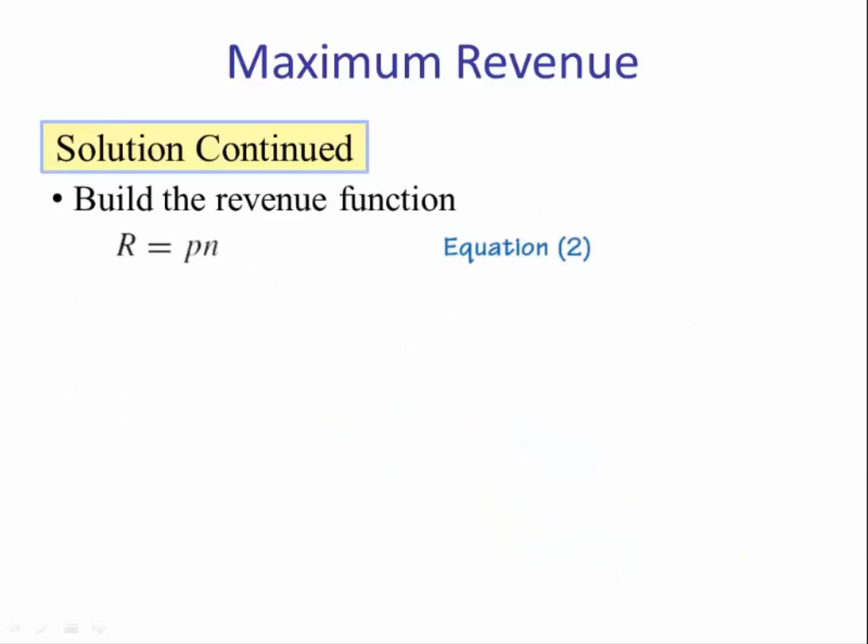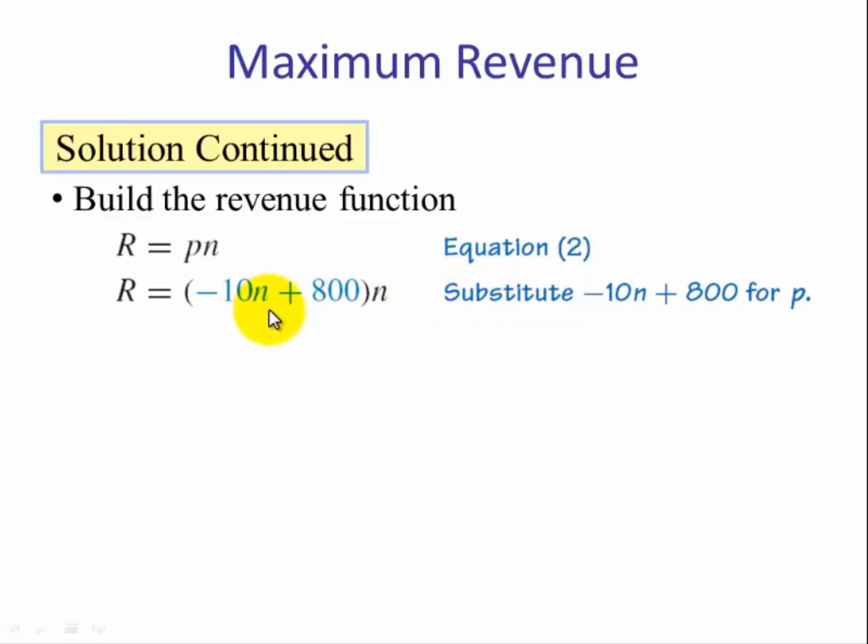To build the revenue function, we will use substitution and substitute the expression negative 10n plus 800 for P. Our next step is to distribute the n, and we have R is equal to negative 10 n squared plus 800n. So we see that this is a quadratic function.